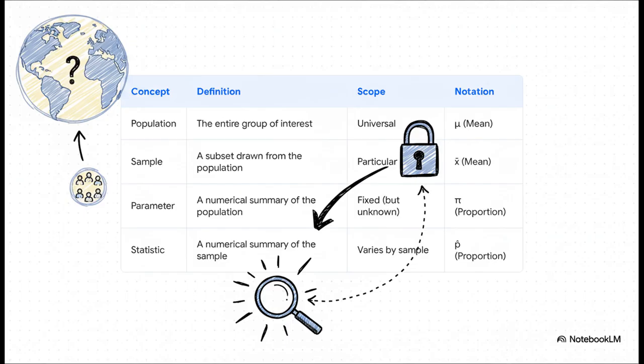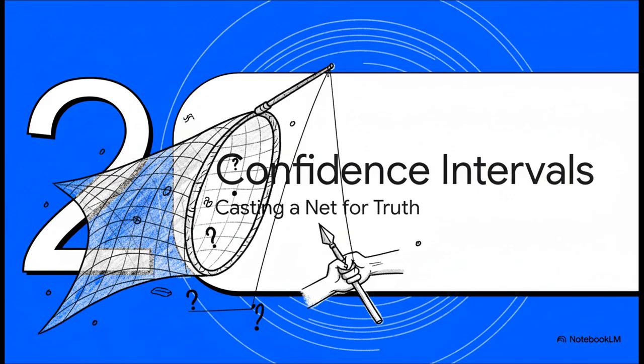Okay, so let's get our terms straight, because this is important. The number we really care about, like the true average recovery time for everyone with a disease, that's called a parameter. It's a fixed but kind of unknowable truth. The number we can actually calculate from our little snapshot of data, the average recovery time in our study, is a statistic. The whole game is using the statistic we can see to make a really good guess about the parameter we can't.